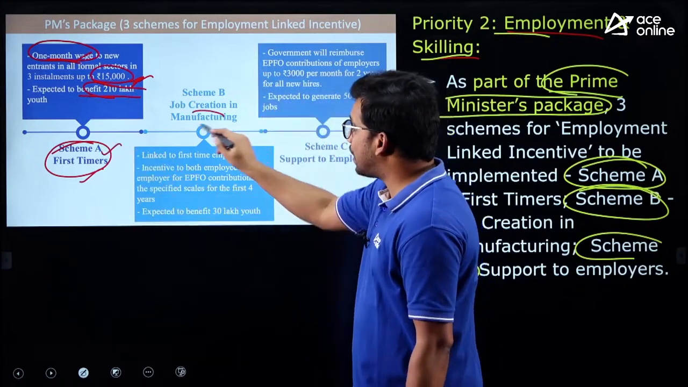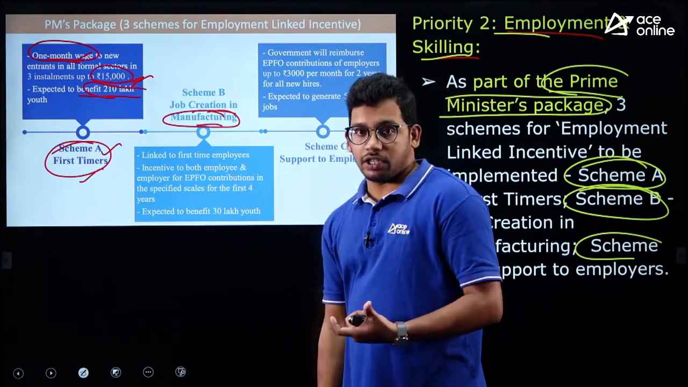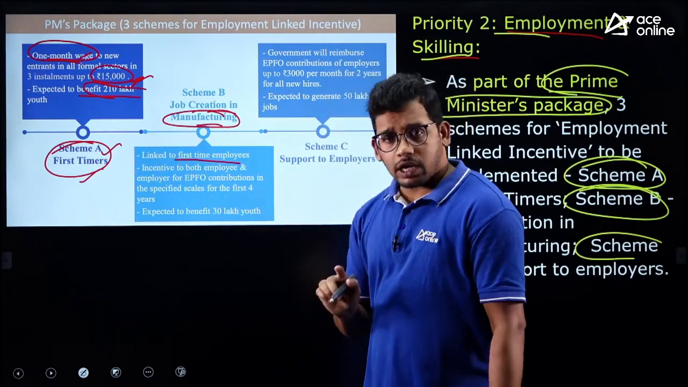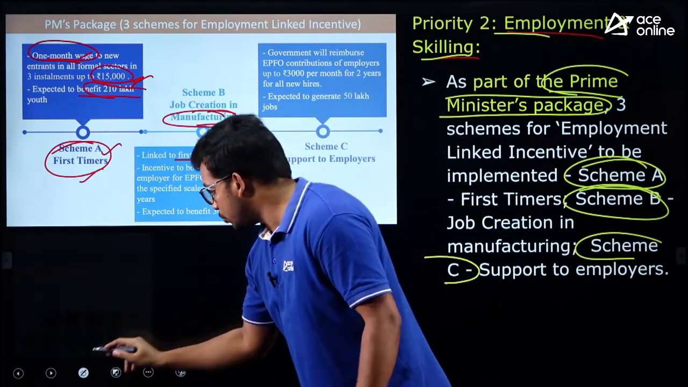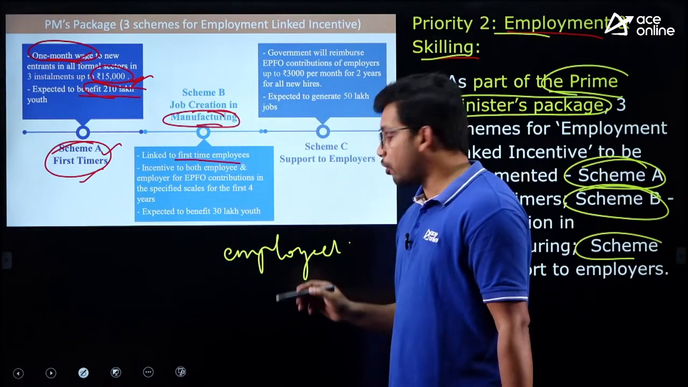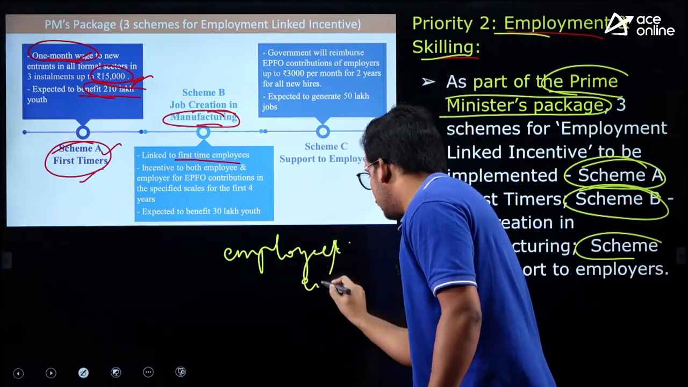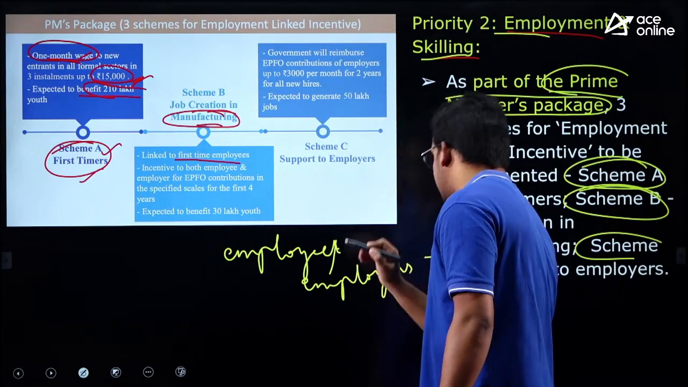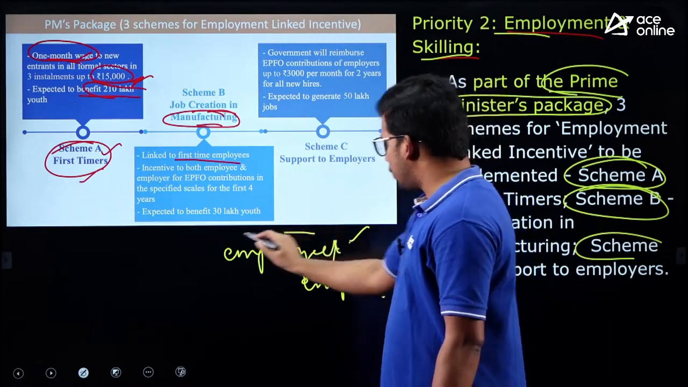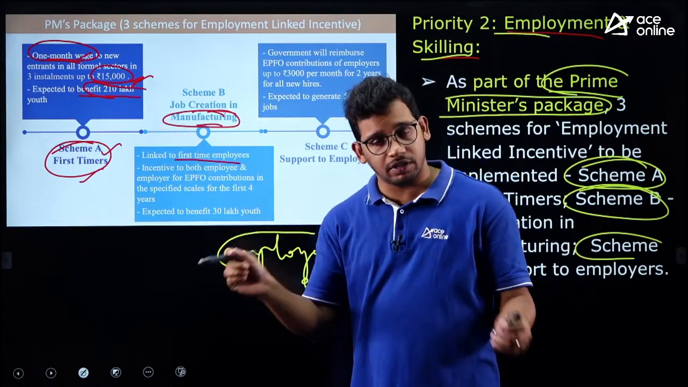And scheme B, job creation in manufacturing specifically. Here this will be linked to the first-time employees as well as the existing ones. Here the government is going to give fund incentives for the employees, meaning those who are asking for employment, like we are all employees, right? And then it is also going to encourage employers, those who are recruiting. It is encouraging employees as well as employment. These employees, the government has already given 15,000, who are going to start their business in the organized sector. So everything will be registered.